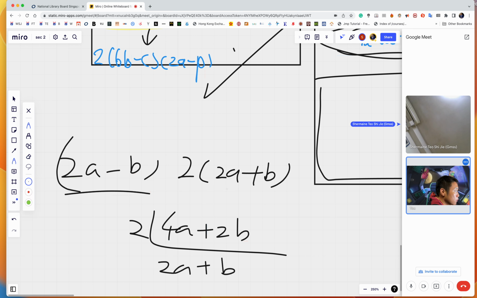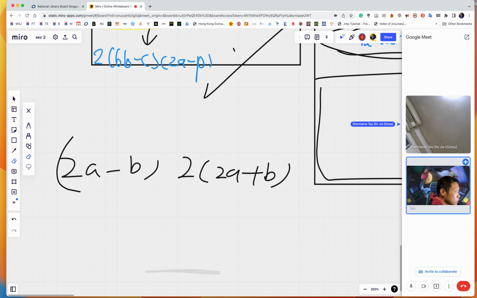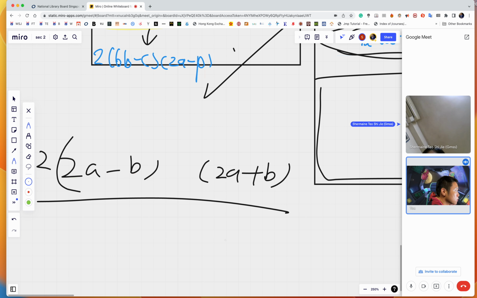2A plus B. But can you see it's very awkward to put the 2 in between? Yeah. Where you're supposed to put the 2? At the front. So use your eraser, erase it, put it at the forefront. Are you clear? Yeah. Okay, so that's the final answer.